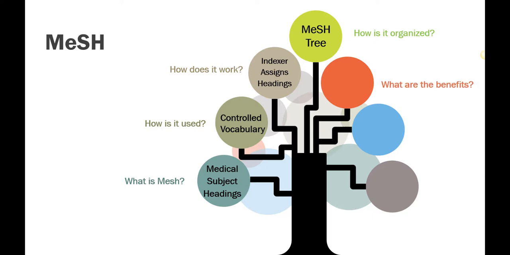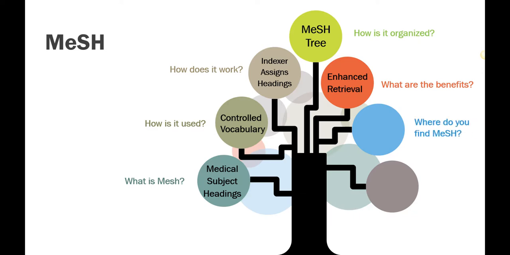What are the benefits of searching with MeSH? Well, the use of MeSH and its controlled nature and indexer analysis enhances the retrieval of articles with the same aboutness. So a topic will be tagged with a precise heading, regardless of the variety of keywords you might enter to describe it.